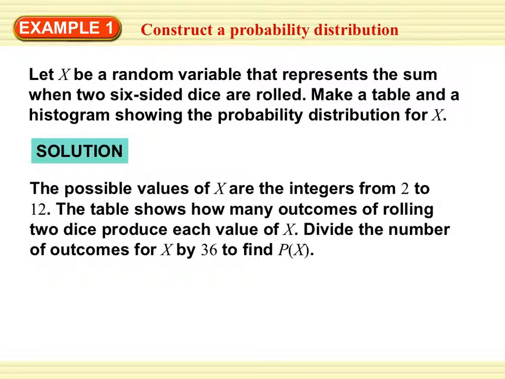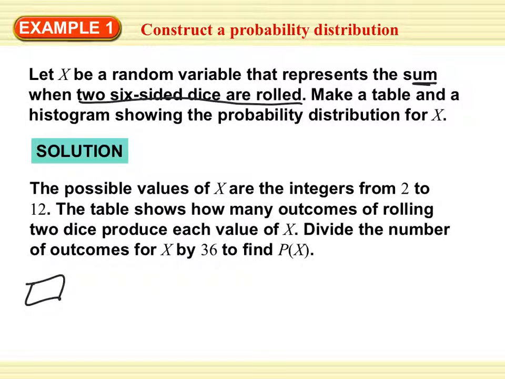Let x be a random variable that represents the sum when 2 6-sided dice are rolled. Make a table and a histogram showing the probability distribution for x. I left the solution in here from the book because it was just a lot of writing and not mind-blowing. So the possible values of x are the integers from 2 to 12. That means we're adding things up. We said the sum when 2 6-sided dice are rolled.